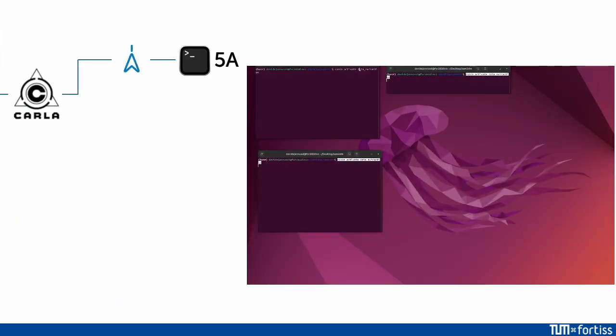Here you can observe script 5A. This is trajectory replay of the real vehicle positions in CARLA only.